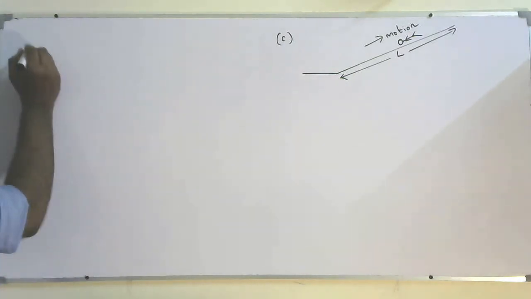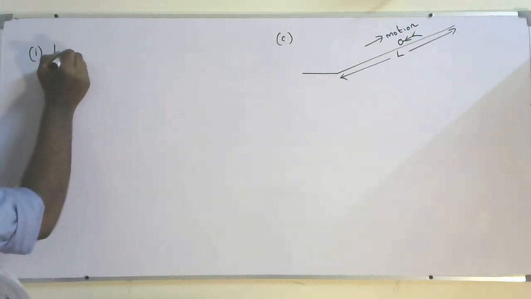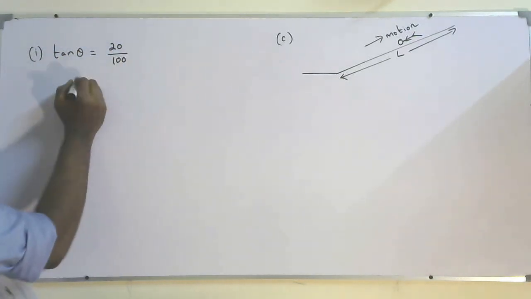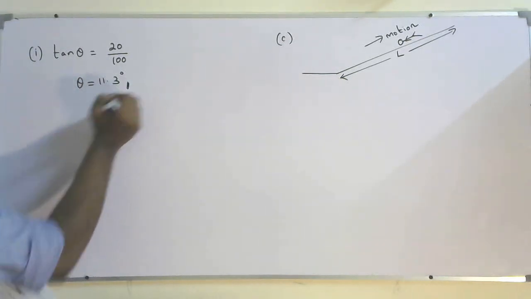That's nothing, actually, first part. Gradient means tan theta. Tan theta equal to 20% means 20 over 100. Find theta, you will get 11.3 degrees.